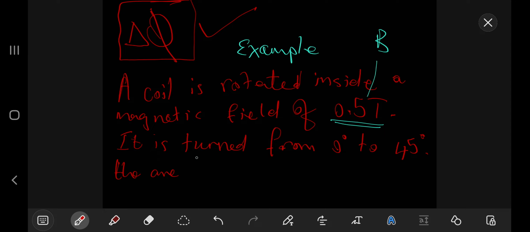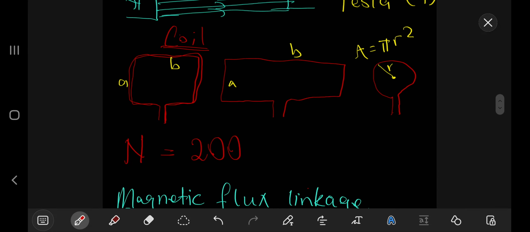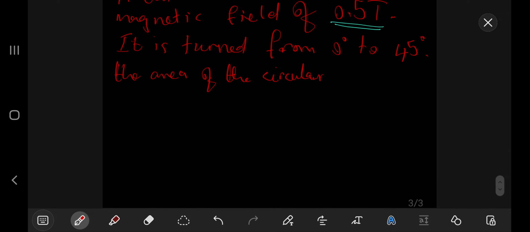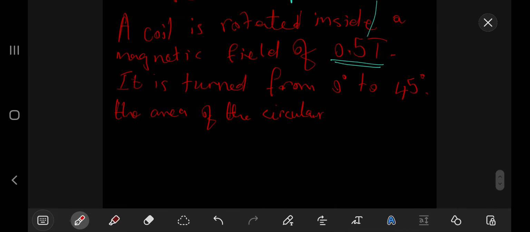the area of the circular coil. So in this case they use this coil, and they have told us the area, so they did not tell us the diameter. If they had told us the diameter, we would have had to calculate the area, but in this example they give us the area, which is 5 meters squared. Okay, all right, fine. Now calculate the change in magnetic flux linkage.